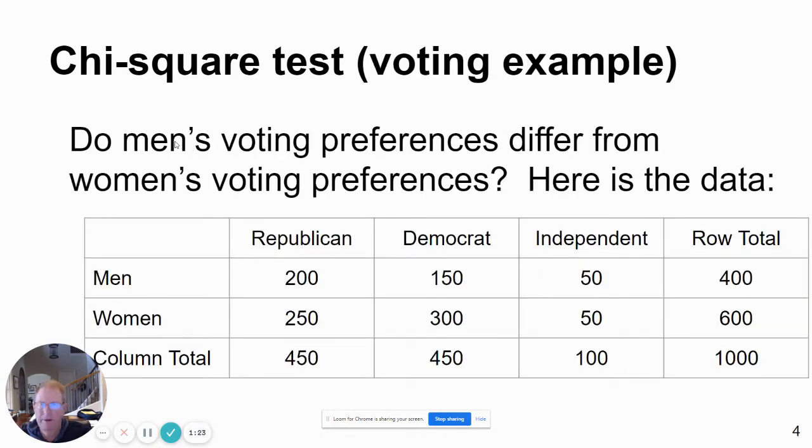So let's look at the data. Do men's voting preferences differ from women's voting preferences? And the question here is, we are trying to look at whether the distribution of political affiliation, that is the Republican, Democrat, or Independent, so our variable is political affiliation, and we want to see if that distribution of political affiliation varies across gender. And here I have a sample of 400 men and a separate sample of 600 women. That is the observed data right there.